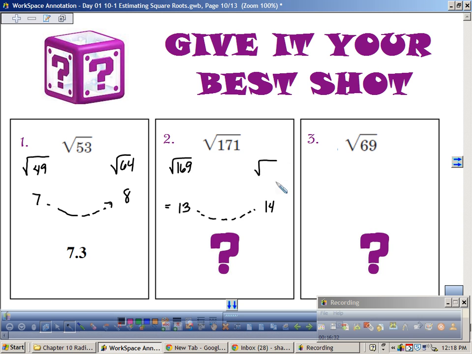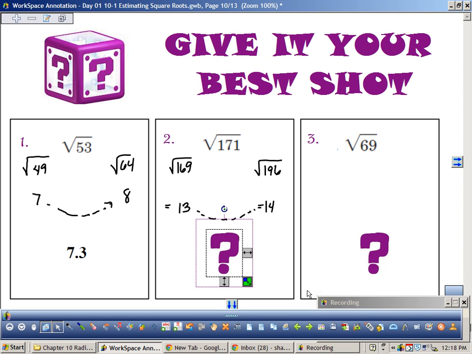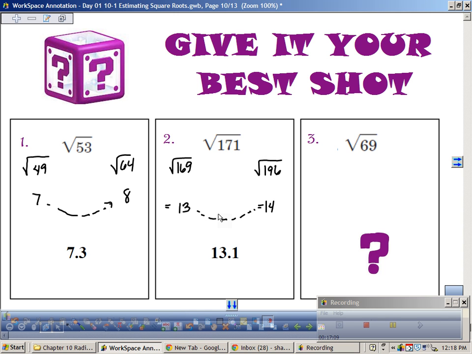And actually 14 squared is these two numbers transposed. So 14 is 196. So make an estimate. Alex, what do you think? 13.5? 13.5. Let's see how close you are. 13.1. See how 69 is really close to 71? If you were to put that on a number line, wouldn't they be very, very close to each other?